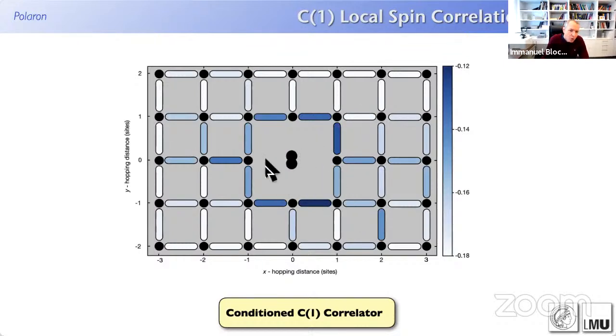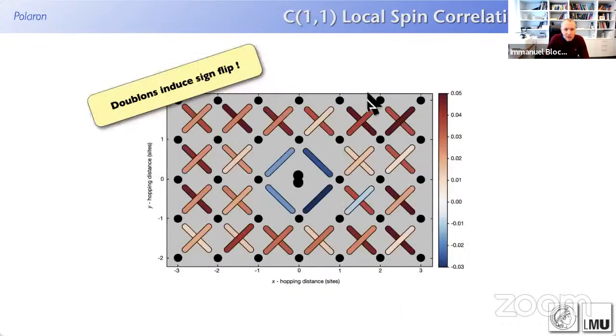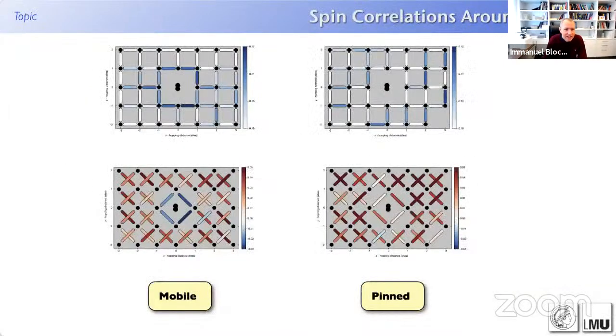Here's the doublon, the mobile doublon that we take a photo of, and you can see how in the vicinity of this doublon, the spin correlations are actually distorted relative to the background. This becomes even clearer if you look at, for example, diagonal spin correlations. In the vicinity of the impurity, you have these very strongly modified spin correlations. They can even completely change sign, showing you the dramatic modifications that the single dopant now does in the many-body system.